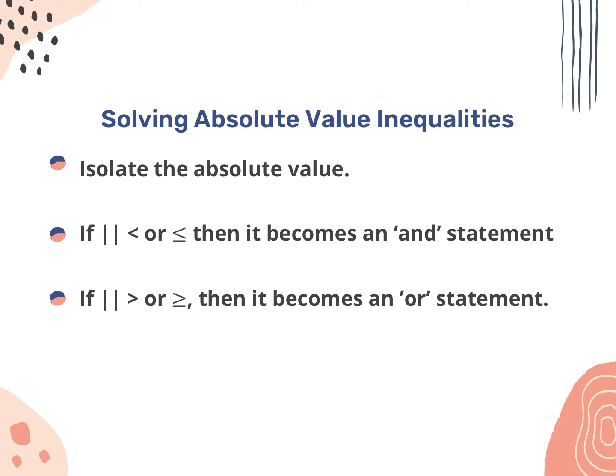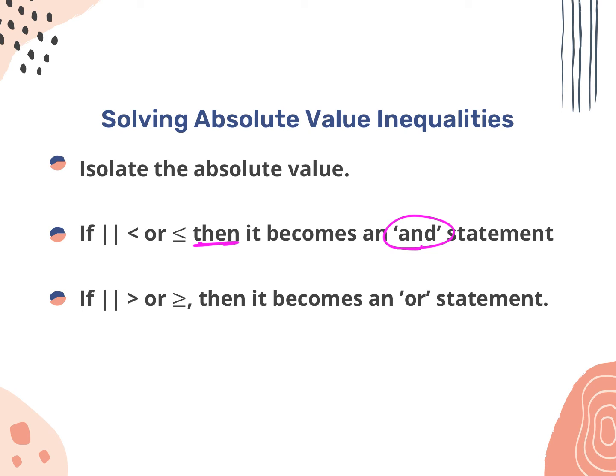Okay, so now we're combining absolute value with inequalities. A little bit of what we did yesterday with what we started today. You're going to start typically the same way, which is to isolate the absolute value. But then there are two things happening. If the absolute value is less than or equal to a number, it becomes an and statement. So if you literally think less than, it kind of ends with an en. If you change that to an, it's and.